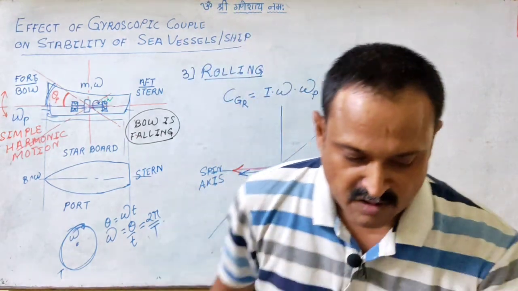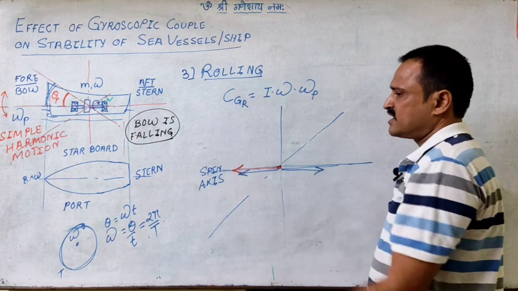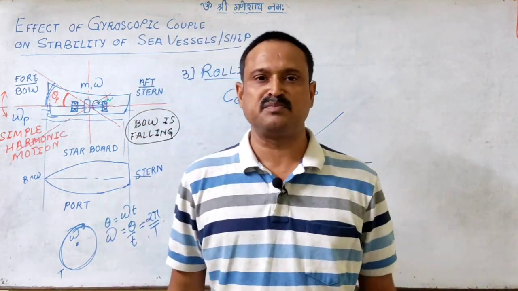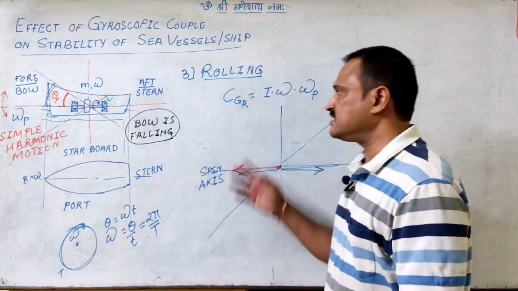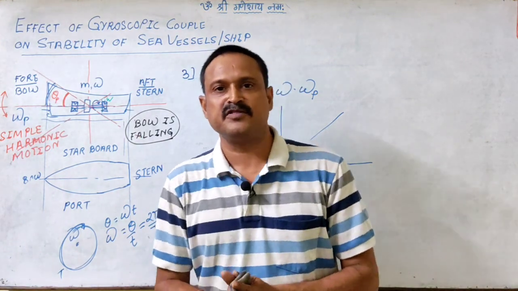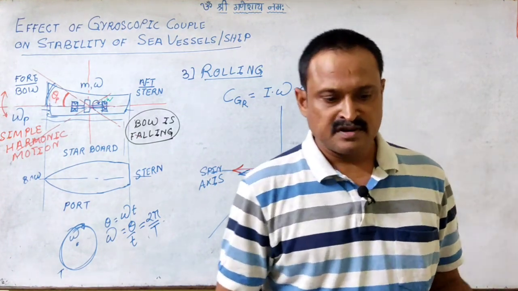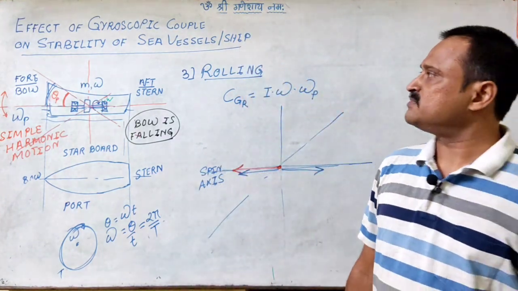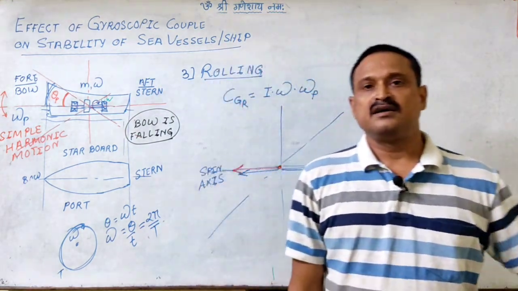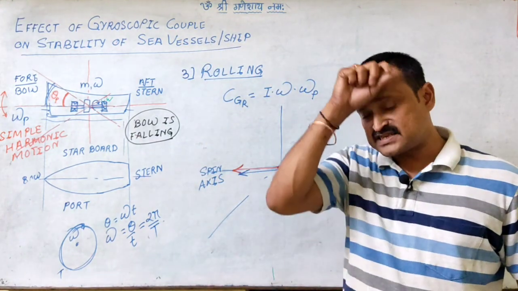So for the rolling of the ship, theoretically we can just say what the magnitude of the gyroscopic couple is in such a case, but it does not have any effect on the stability of the ship. So this is how the stability of sea vessels or ships is analyzed for the gyroscopic couple effect.